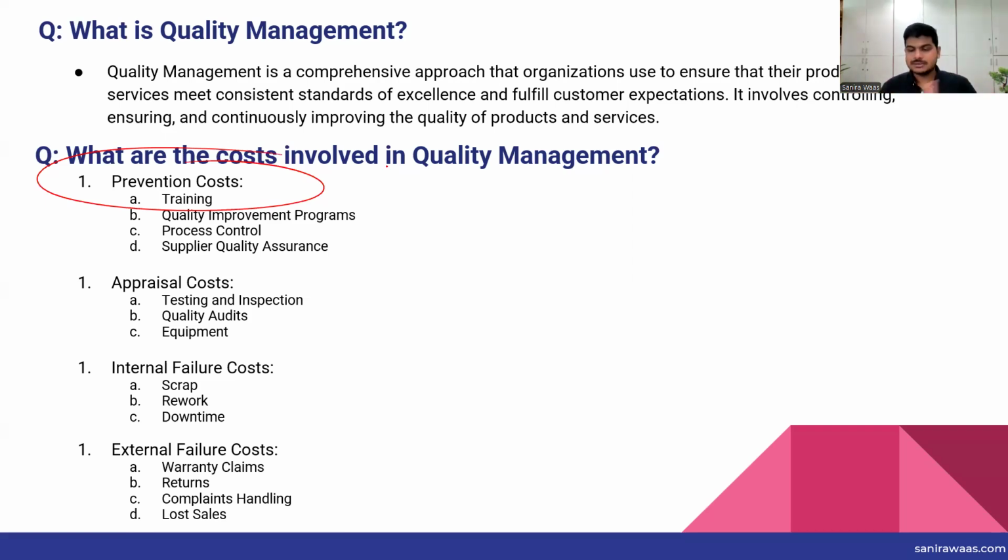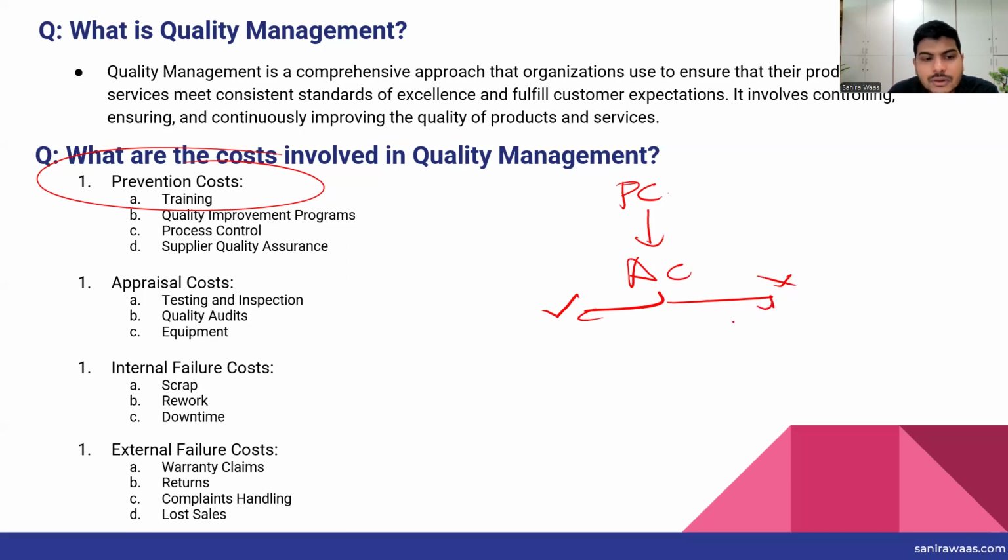Assume you pass, right? We built this as a process. First you do the training, which we call prevention costs. Then you produce, then you go to appraisal costs. If this is a pass, if this is good, if this is bad, then we call it internal failure costs.